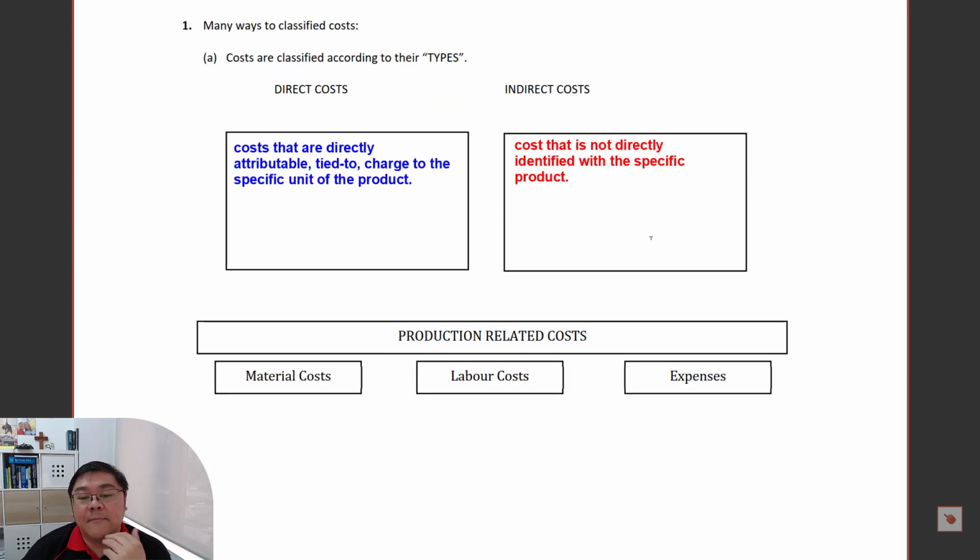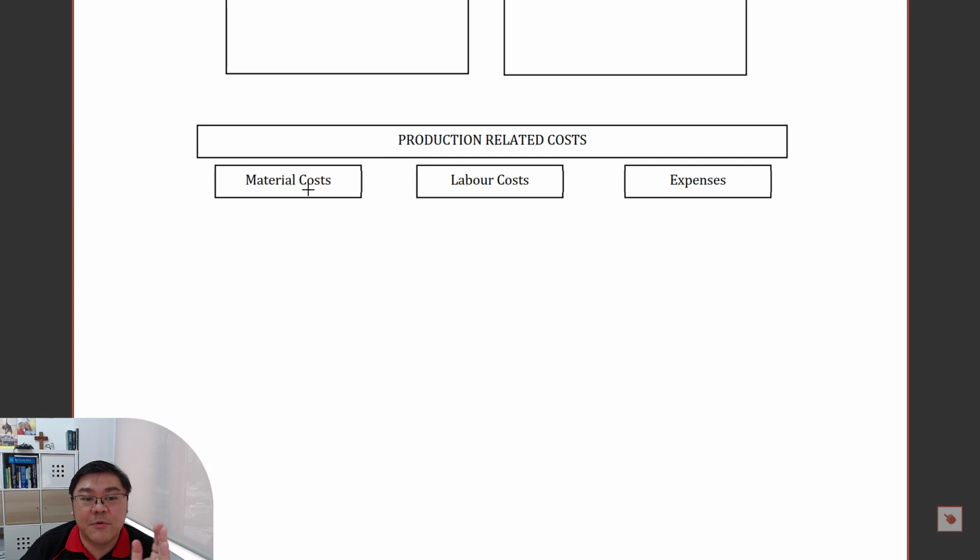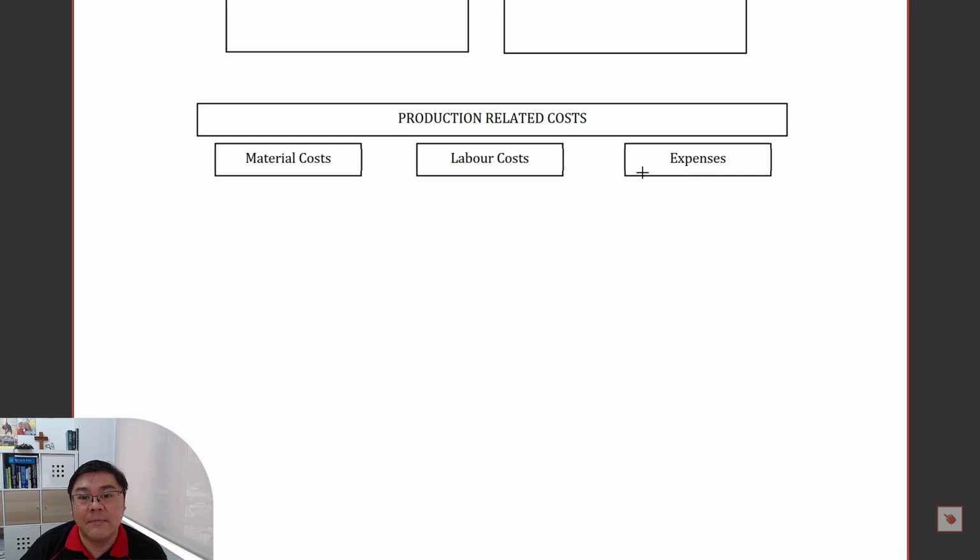Now, just now we said that when you make a product, normally the cost is made up of material, labor, and expenses. So material, labor, expenses. We can now say that you can have material costs that are direct in nature.